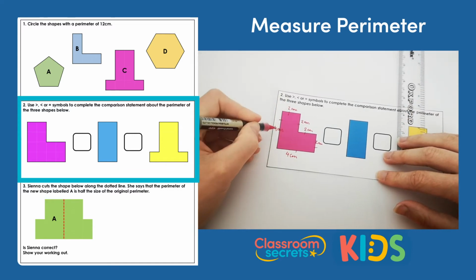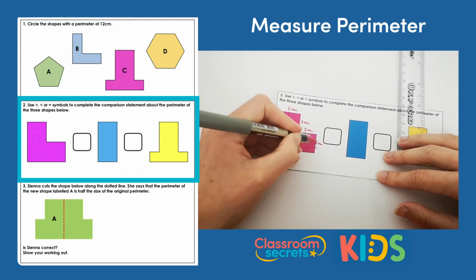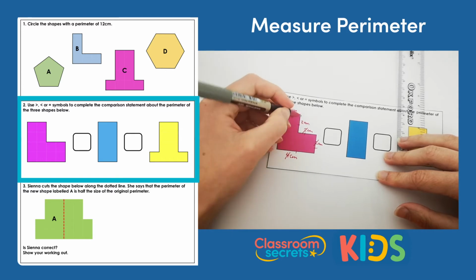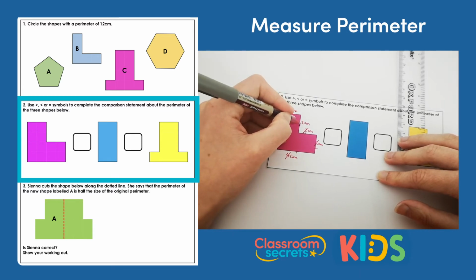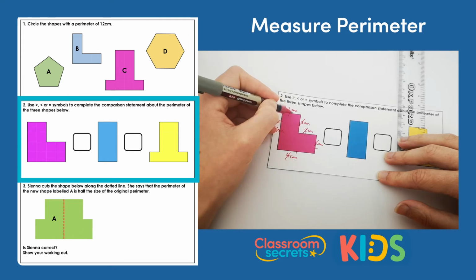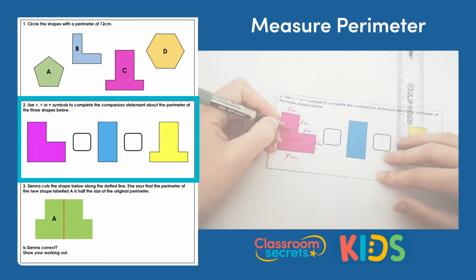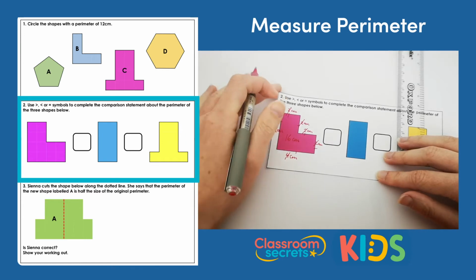I have. So 4 add 4 is 8. 8 and 2 is 10. 10 and 2 is 12. 12 add 2 is 14. And 14 add 2 is 16. So the perimeter of this shape is 16 centimetres.